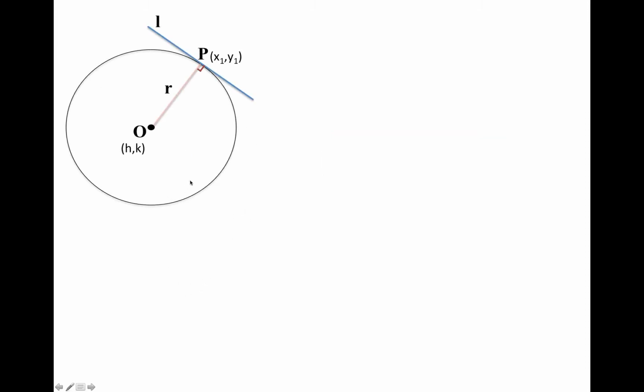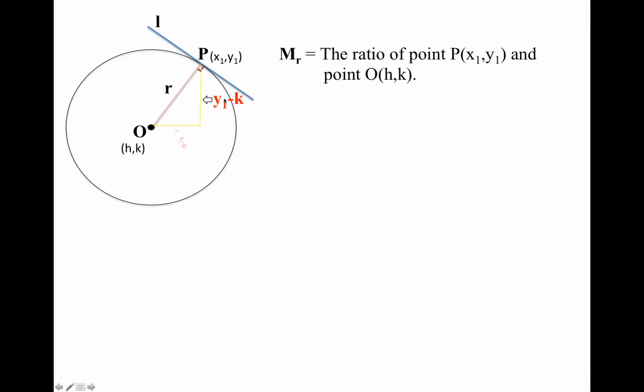So if we look at our graph again, we can call O (h, k) because we don't know exactly where it is, and we can call P (x1, y1) because it's on the circle, and that will help us to find the slope of the radius. So the slope of the radius is the ratio between the point P and point O. You can see it on the graph. If we draw the rise over run, we can see that our rise is y1 minus k, and the run is x1 minus h. So this is the slope of our radius.